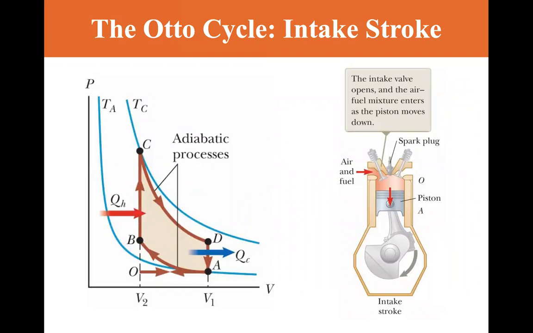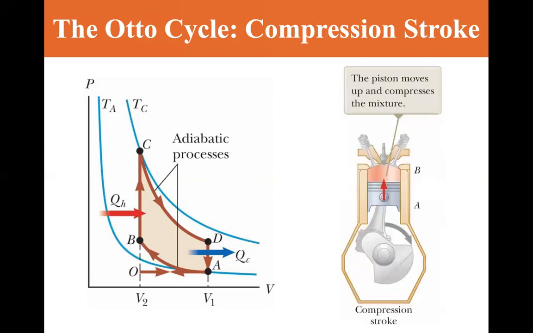So we start with, it says O to A, from V2 to V1. The volume is increasing. So the intake valve opens and the air fuel mixture enters as the piston moves down. Now this is all at atmospheric pressure. So you have the air and fuel mixture coming in here as the piston moves down, and it draws the air and fuel mixture in. This is the intake stroke.